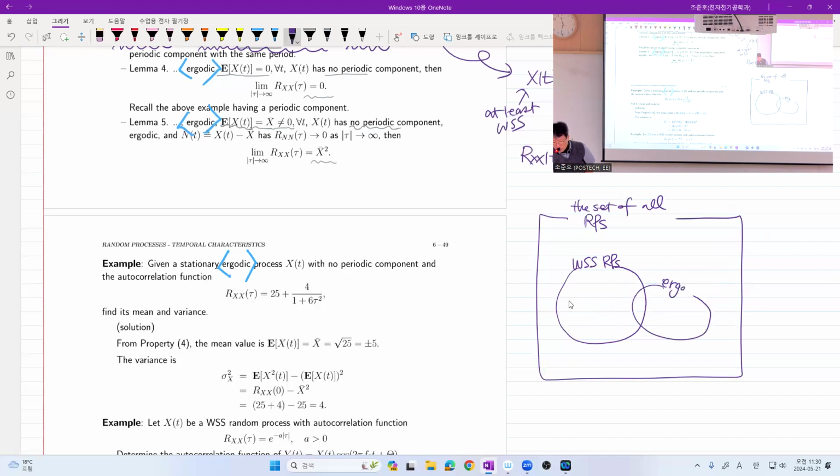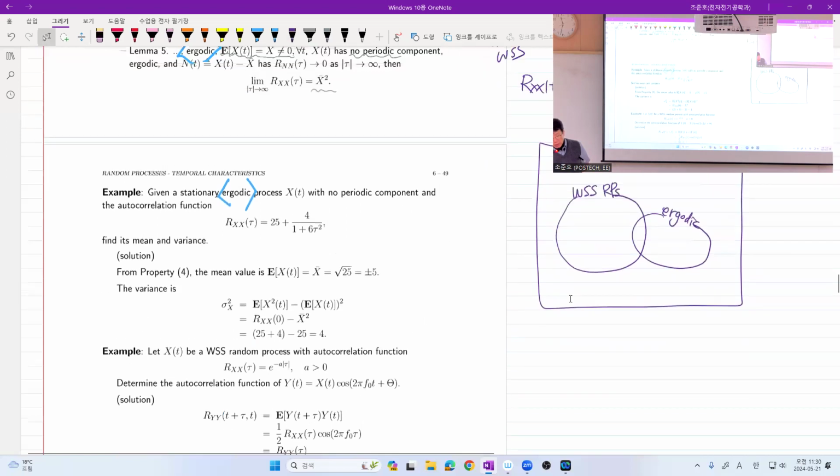Some people say ergodic, but in English, ergodic is the more popular pronunciation. And this subset of ergodic random processes has a very special property. And this ergodicity in a wide sense, of course, it has a narrow sense. Ergodicity means that the definition is a little bit vague in the wide sense.